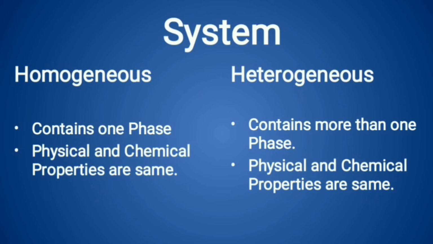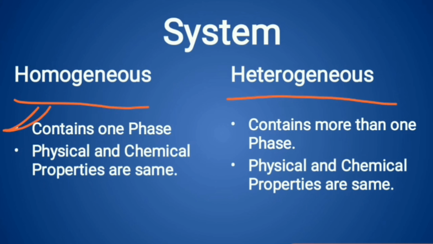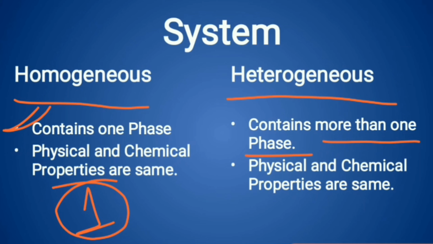First of all, let's understand the system, which is of two types, homogeneous and heterogeneous. A homogeneous system contains only one phase: either a solid, liquid or gaseous phase, but only one phase. Whereas a heterogeneous system contains more than one phase. It may be solid and liquid, or solid, liquid and gas, three phases can also be there, but it will contain more than one phase.